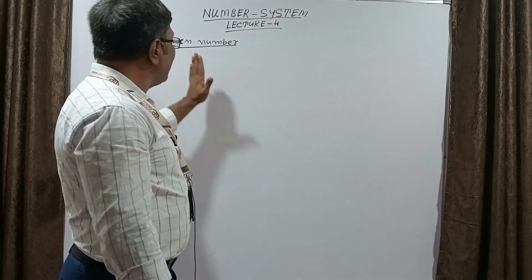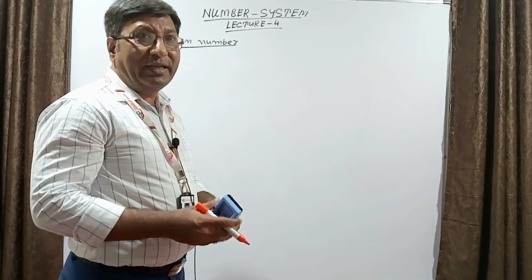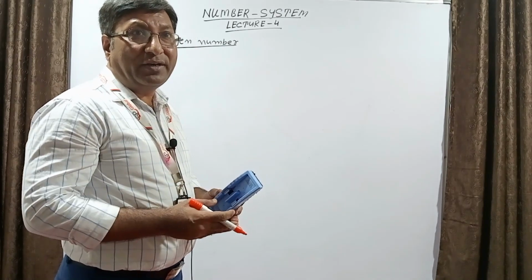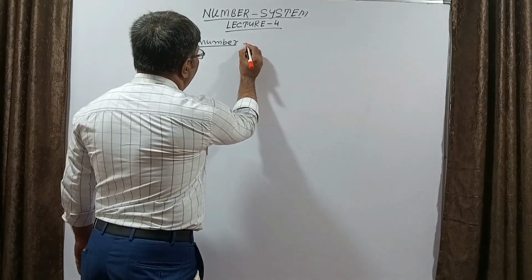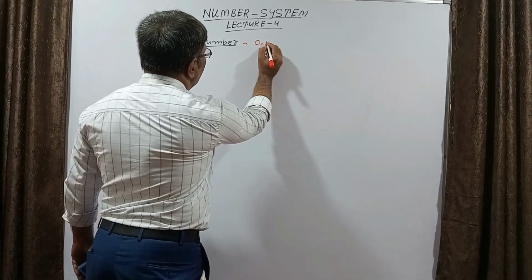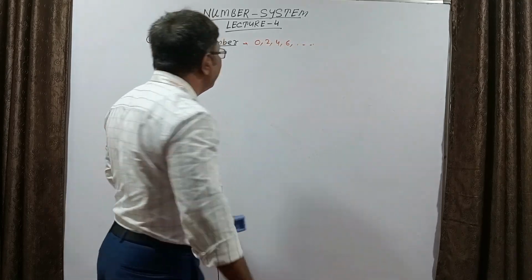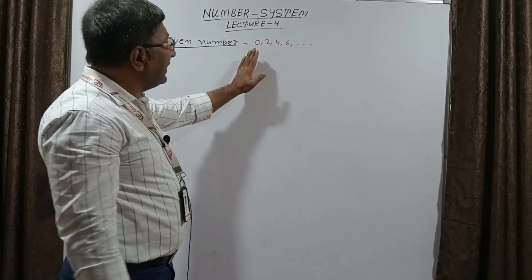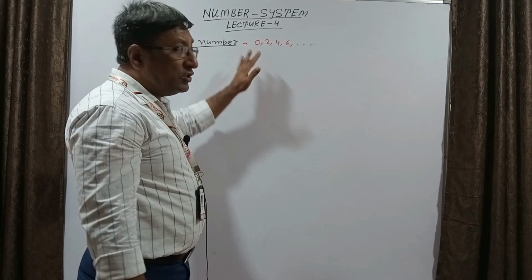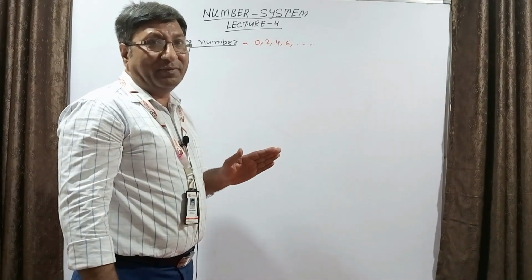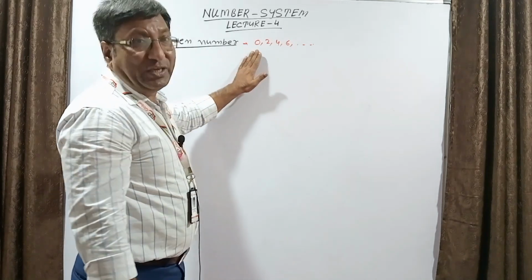So at first we have to know what is even number. Any number which is divisible by 2 is called an even number. Just like 0, 2, 4, 6, right? So 0 is divisible by every number, so it is divisible by 2 also. So this is also treated as an even number.